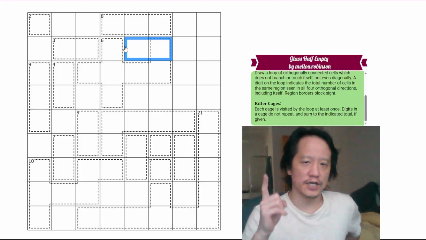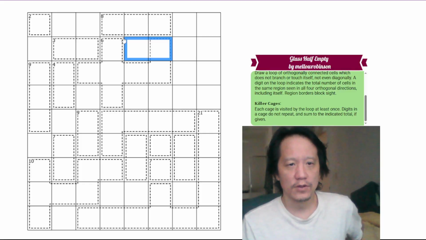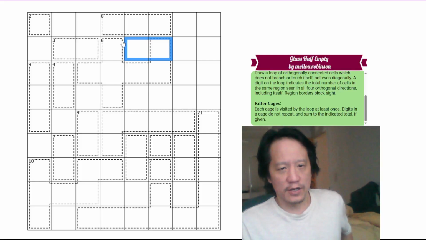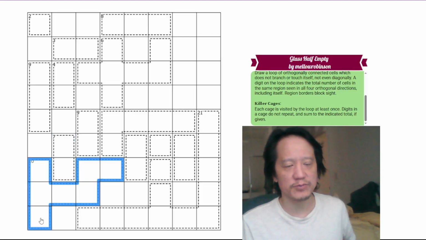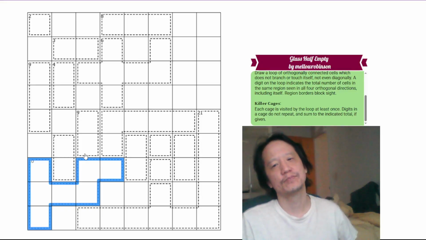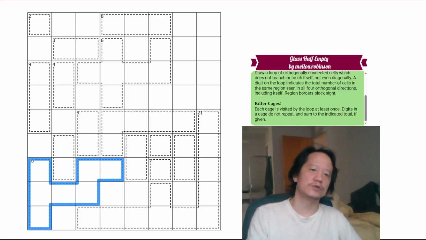And digits in a cage do not repeat, and they sum to the indicated total if given. So whatever digits in this cage must sum to 21, whatever digits in this cage must sum to 7, whatever digits in this cage must sum to 10, etc., etc. And those are all the rules.